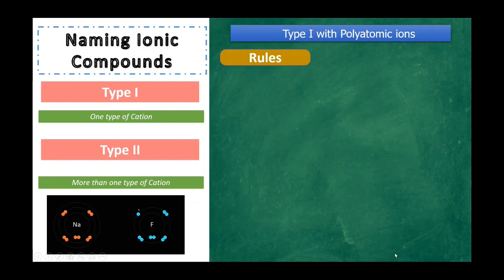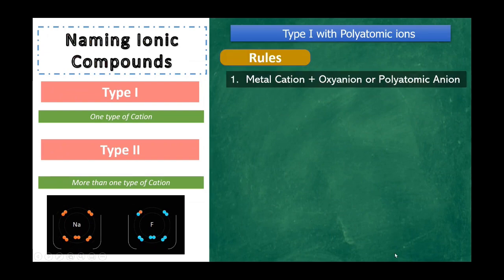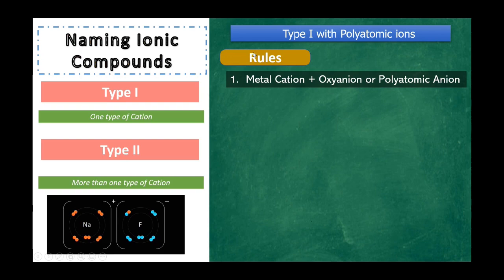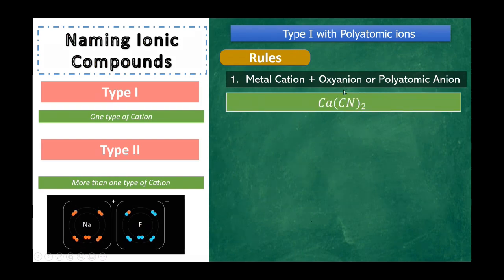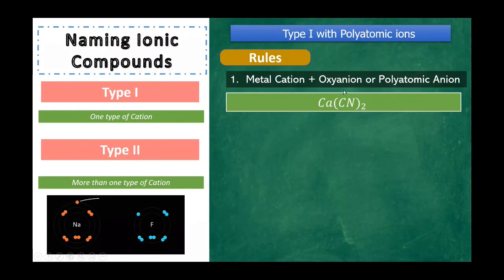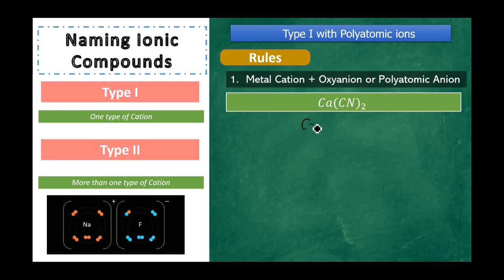So for polyatomic ions, we also have rules. This is easy. You just write the name of the metal and then write the name of the polyatomic ion. For example, here class, we have calcium and then cyanide. When you look at the back of your paper, we'll just write it as is. So calcium cyanide.